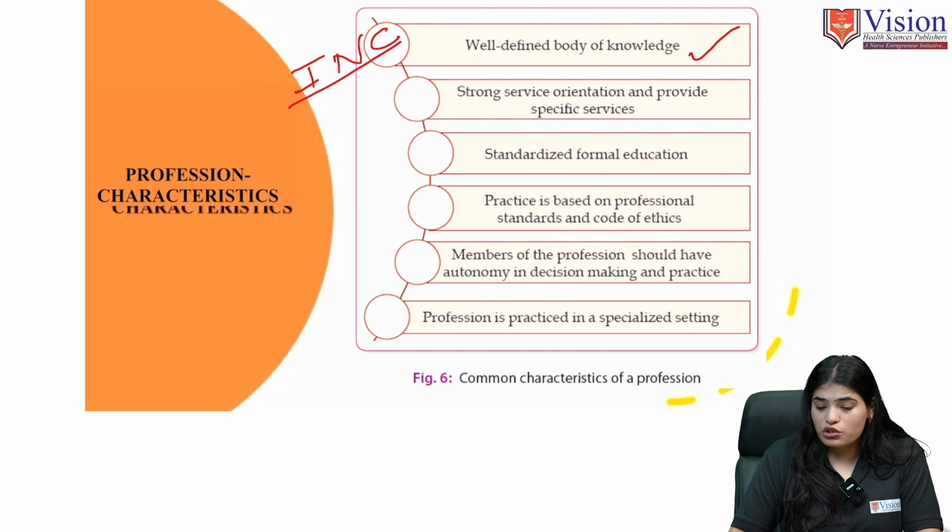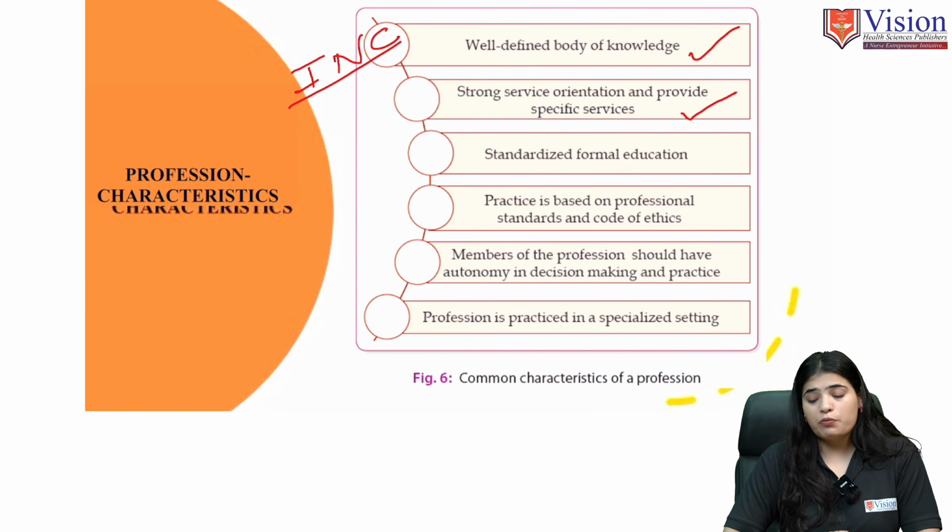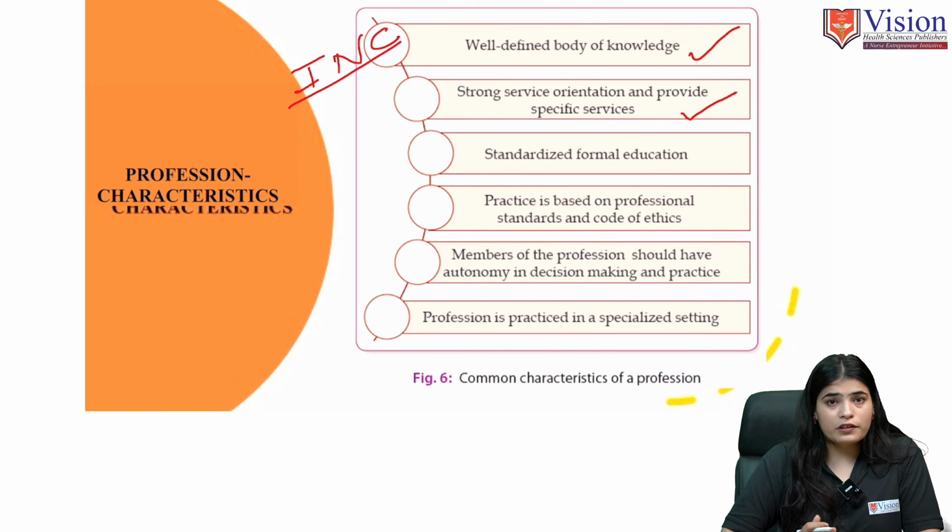Next is strong service orientation and providing specific services. Okay, so nursing is a service oriented profession. We provide care to the people: individual, family, community. So it is a service oriented profession, and there are specific services. There are child health nurses, there are adult health nurses, there are psychiatric nurses. So there are specific services also, and there is home care nursing also.